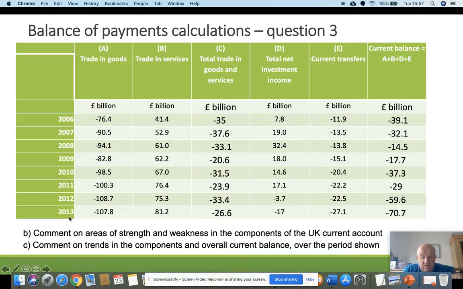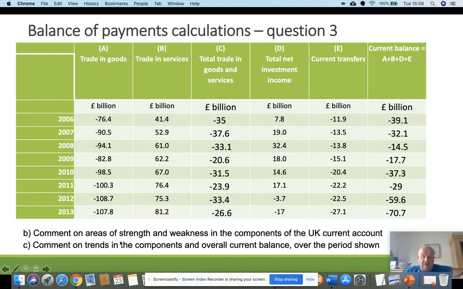If we then take a look at the total net investment income, that is in most instances, apart from 2012 2013, a positive situation. I think that should actually be minus 1.7, that figure there, rather than minus 17 if we look at the calculation that follows. Just making sure that does make sense. And then you can look at the overall current account balance. As you can see, all the way through is a negative. Now, there obviously is a bit of a trend in those figures, and that's something that you could comment on.